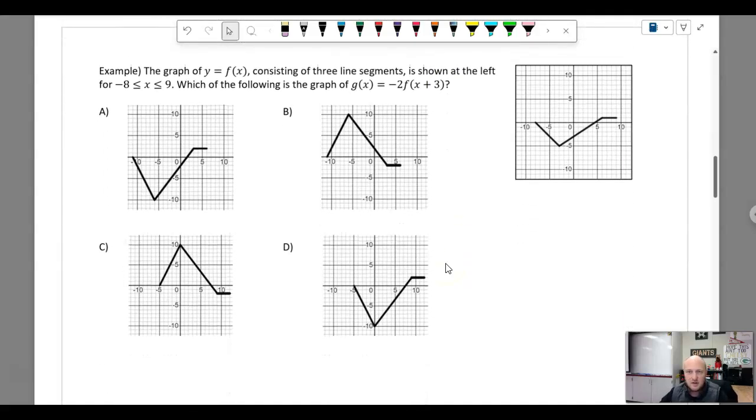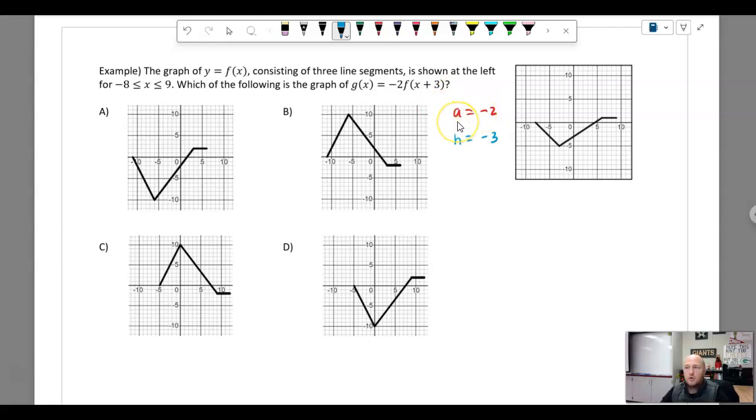This lesson is going to focus a lot on graphs and identifying graphical transformations. So here's a multiple choice question. They say the graph of y equals f of x consisting of 3 line segments is shown for -8 to 9. Which of the following is the graph of g of x, which is -2 times f of x plus 3? So again, it's always important to just identify your parameters and think about what it is going to do to the graph. So here, I would expect my values to be multiplied by -2.